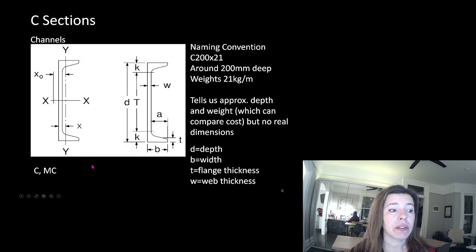All right, channels follow a similar naming convention. So a C200 by 21 is around 200 millimeters deep, but weighs 21 kilograms per meter. It tells us the approximate depth, but the actual weight, which we can use to compare cost, but no real dimensions. We have to look up the actual depth, the actual width, the flange thickness, and the web thickness.